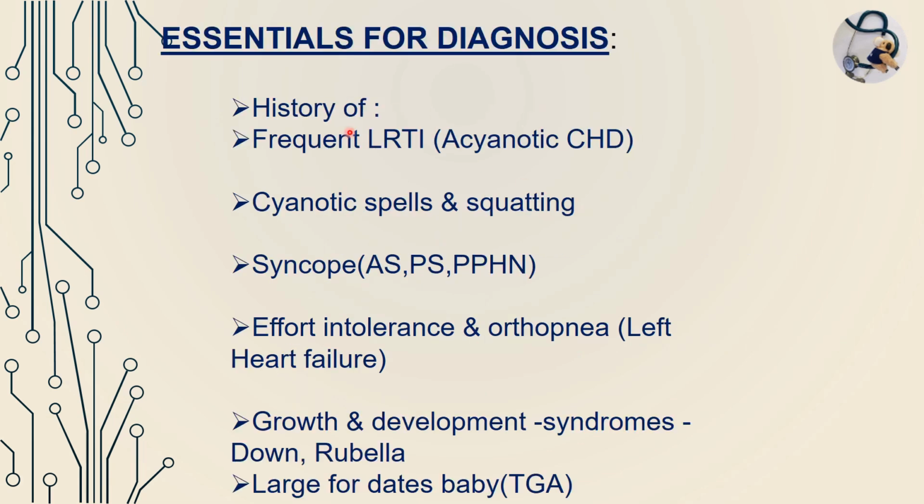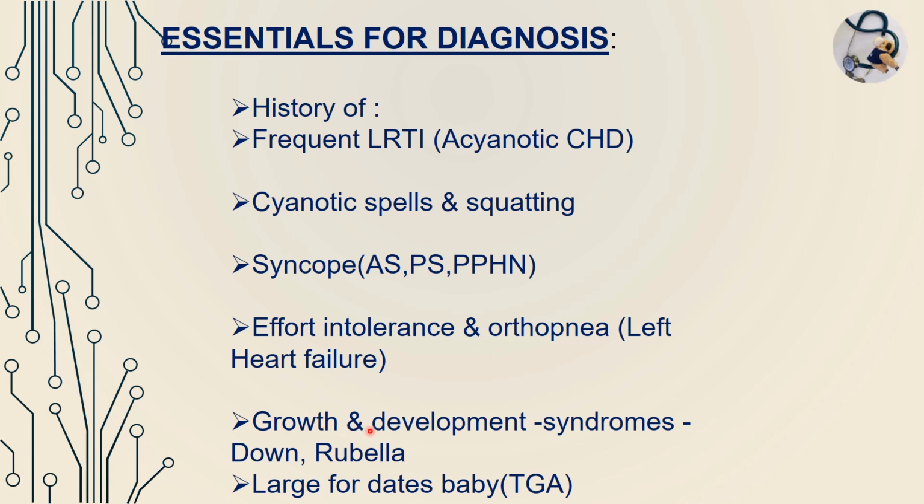Then you come to the postnatal history, where you have to take the history of frequent lower respiratory tract infections, which is seen in the acyanotic heart diseases with the three holes. There are very frequent respiratory tract infections. And then if the child has any history of cyanotic spells or squatting, it is very commonly seen in congenital cyanotic heart disease. History of syncope is seen in aortic stenosis, pulmonary stenosis, or persistent pulmonary hypertension. And if there is effort intolerance or orthopnea, you have to note this, because if the child is having heart failure, this clinical feature is very common.